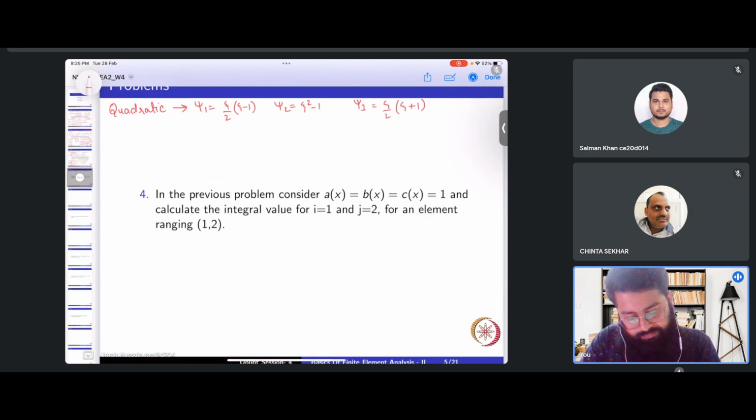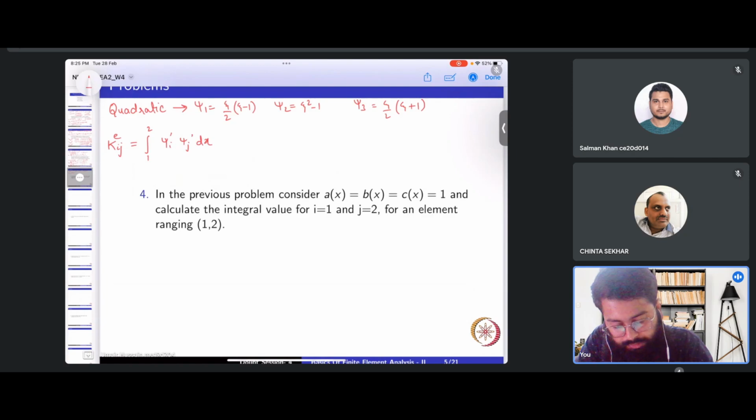Okay, so we have the shape functions now. To find k, kij is, so the element is from 1 to 2. Here a is 1. We have psi i prime psi j prime dx.